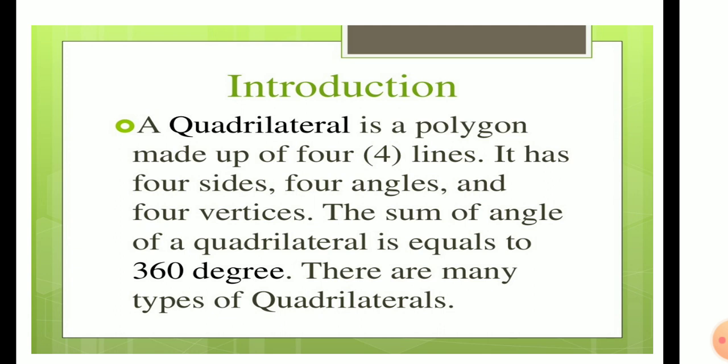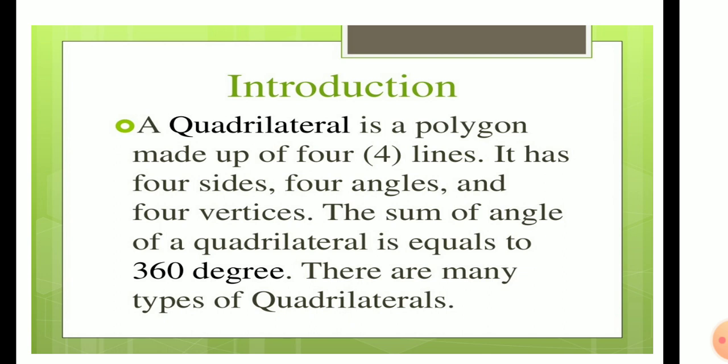The sum of the angles of a quadrilateral is equal to 360 degrees. There are many types of quadrilateral. So firstly, you know that the sum of all four angles is equal to 360 degrees, and this is known as the angle sum property of quadrilateral also.